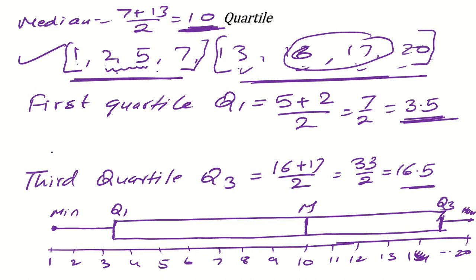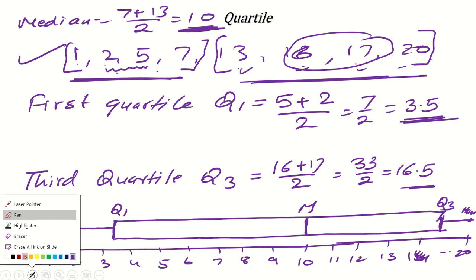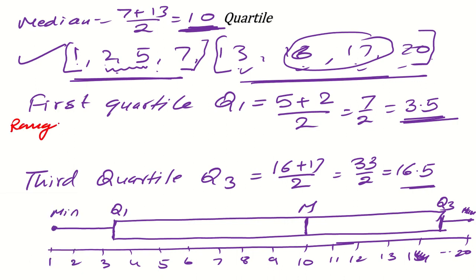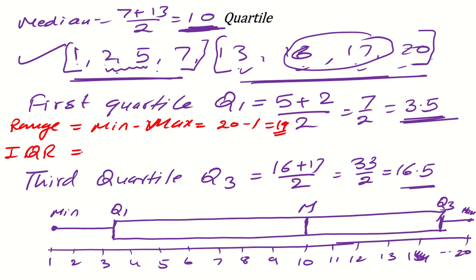Range means the maximum value minus the minimum value. For example, in this case it will be 20 minus 1, which means 19 will be the range. The interquartile range will be equal to what? It will be Q3 minus Q1, which means 16.5 minus 3.5, and it will be equal to 13. Like this you can find so many things.